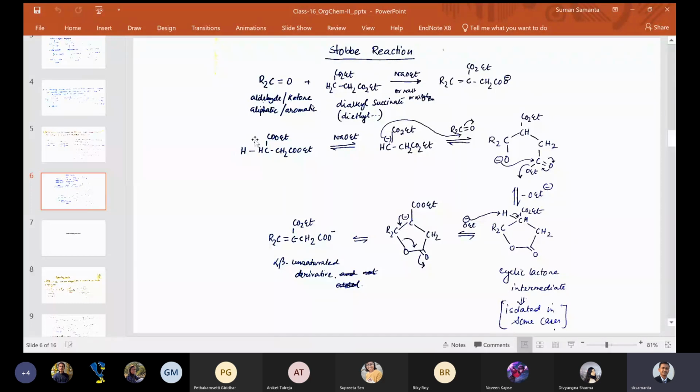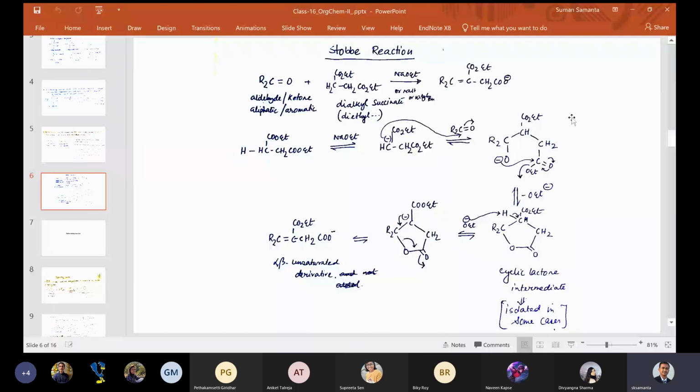What is the mechanism then in this case? Since you have taken a very strong base, this strong base would pick up one of these protons, either this or this, both are similar. So it picks up one of these protons, forms a negative charge here. Now this negative charge would attack this aldehyde or ketone to form this kind of an intermediate.